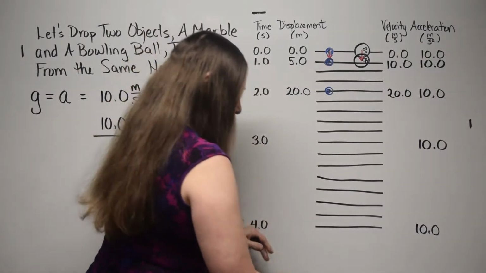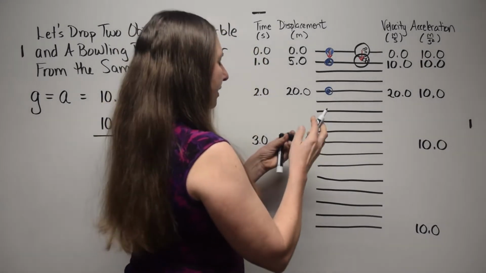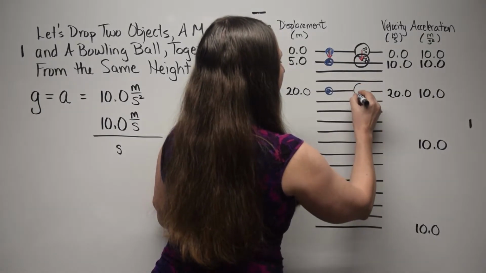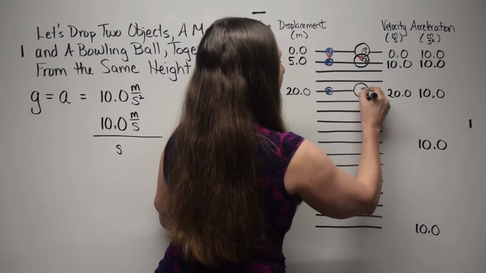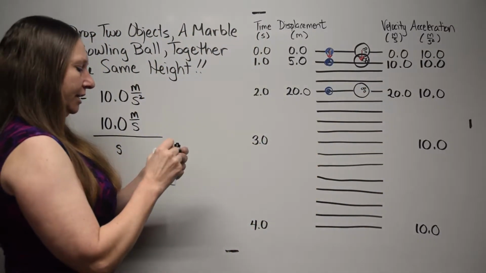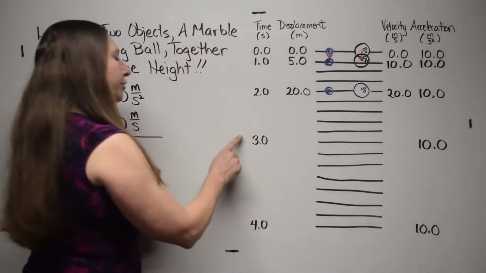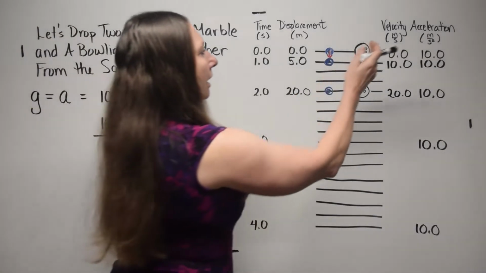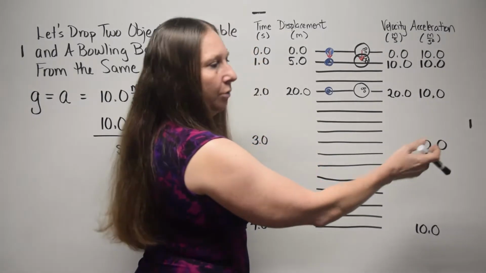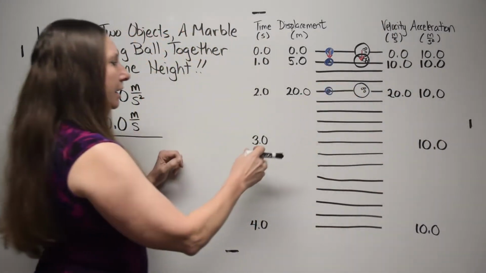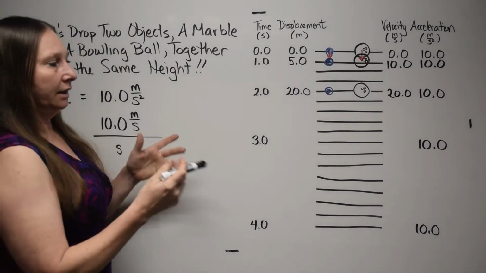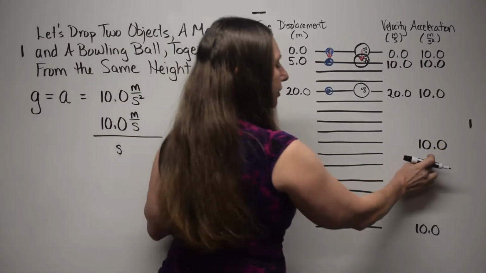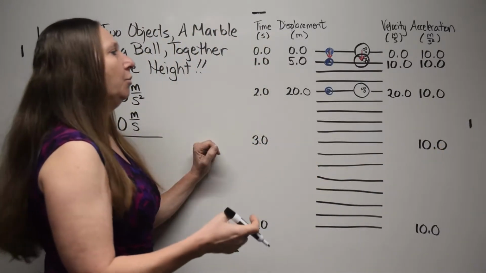All right, the bowling ball is in the same place, or I should say at the same height. All right, there's the bowling ball. And now we ask ourselves, after 3 seconds of falling, what's the acceleration? What's the velocity? And what's the displacement? Let's figure it out. We know the acceleration is constant. The acceleration is still 10 meters per second squared.